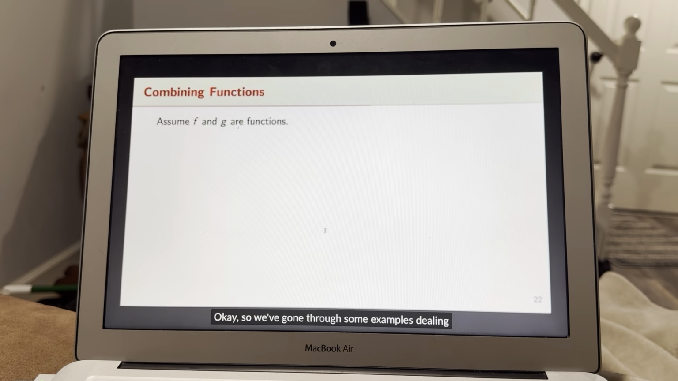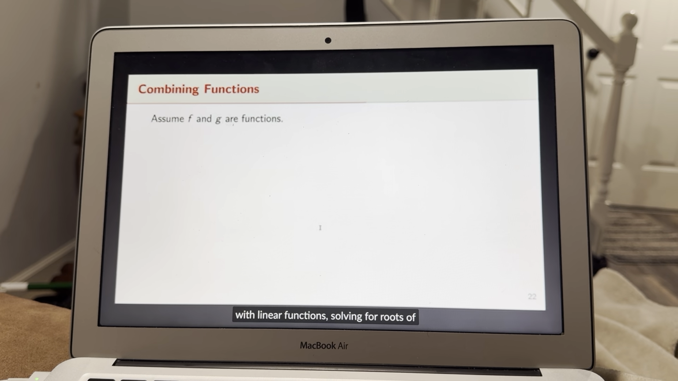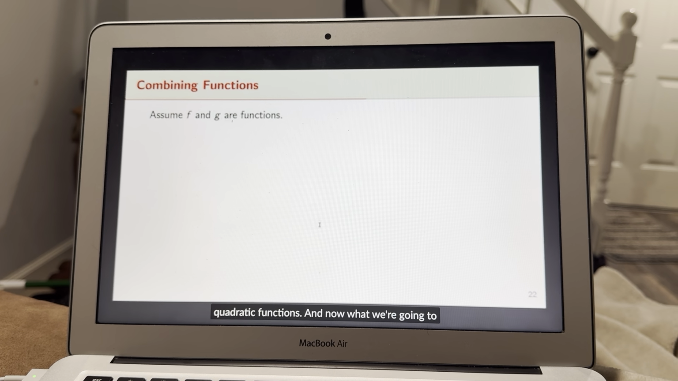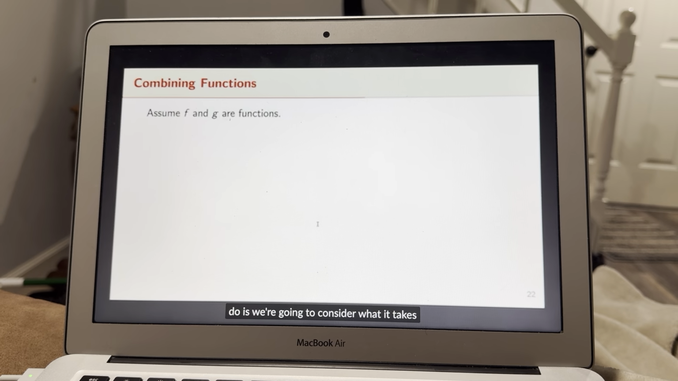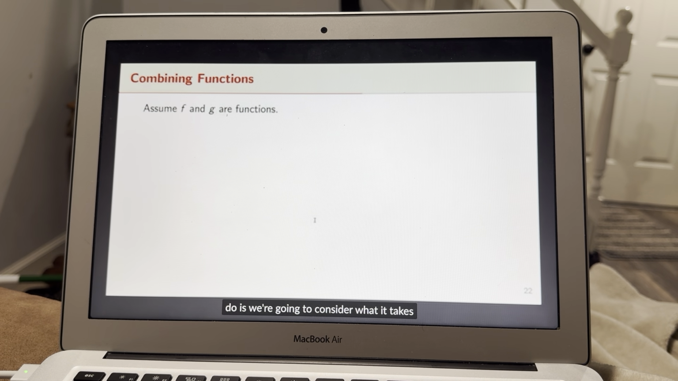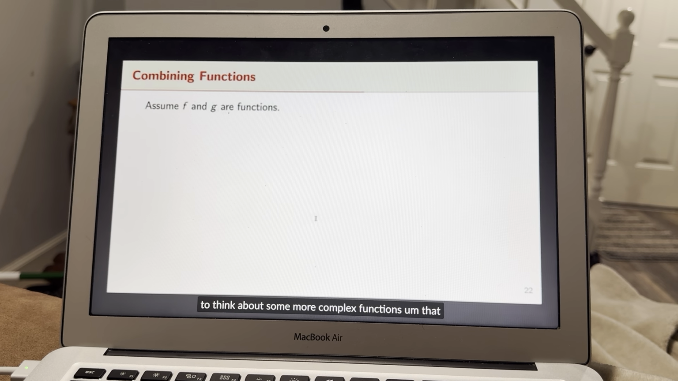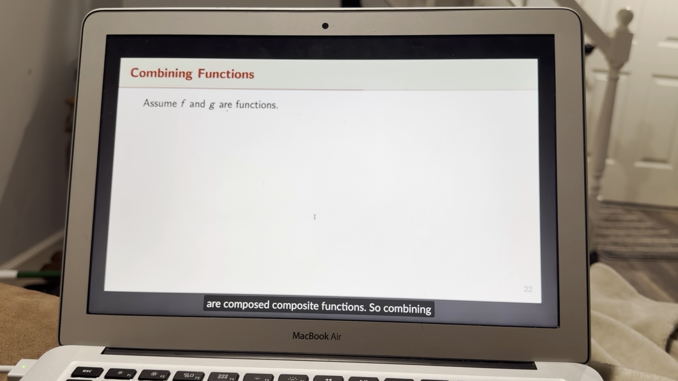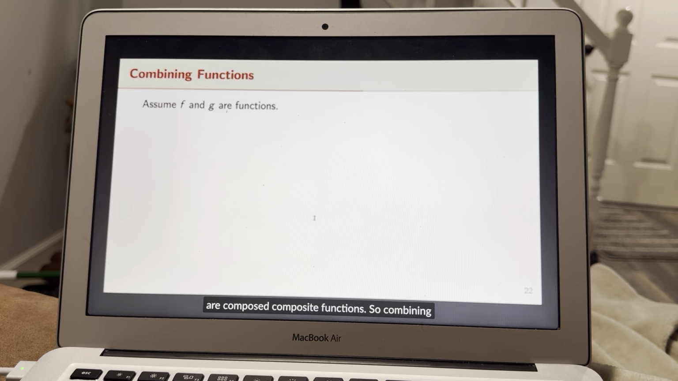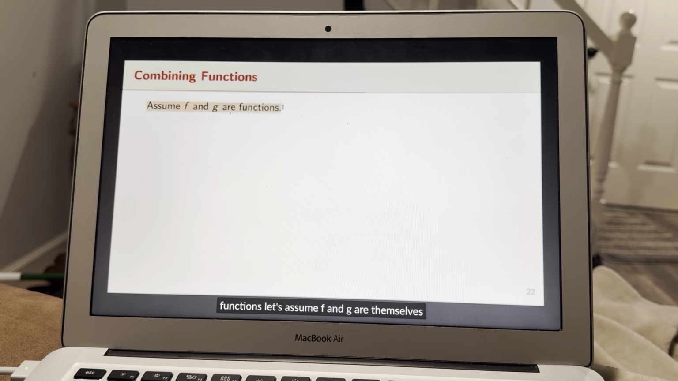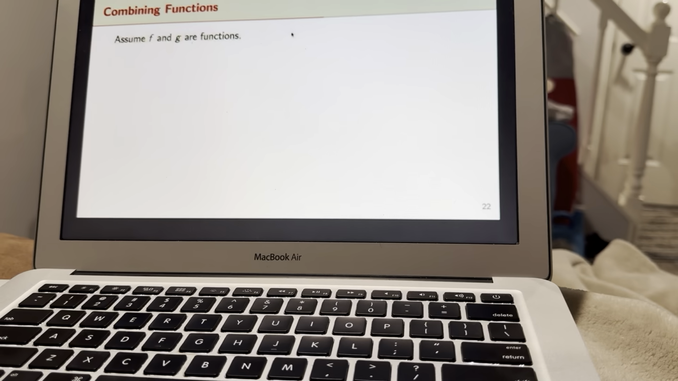Okay, so we've gone through some examples dealing with linear functions and solving for roots of quadratic functions. And now what we're going to do is consider what it takes to combine functions. We're going to think about some more complex functions that are composite functions. So, combining functions: let's assume f and g are themselves functions that are different from each other.